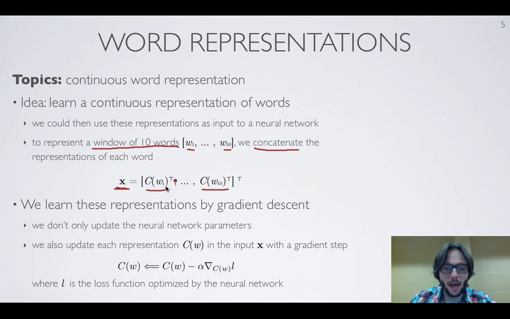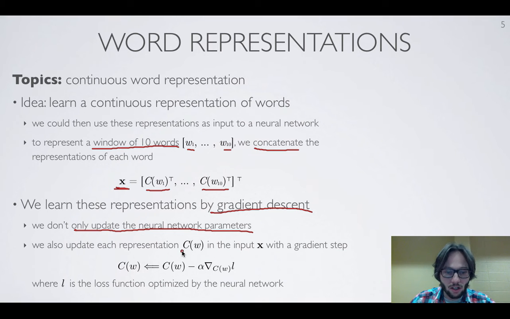Now the question is, how do we actually learn this mapping, these vectors for all the different words in our vocabulary? Well, the idea is that we actually use gradient descent, and the way we're going to do that is that we're going to treat these word representations as parameters inside the neural network, parameters that the neural network, when we are performing backpropagation, will be able to train when we do stochastic gradient descent. So we won't only update the neural network parameters, we'll also update the vectors in our vector space.